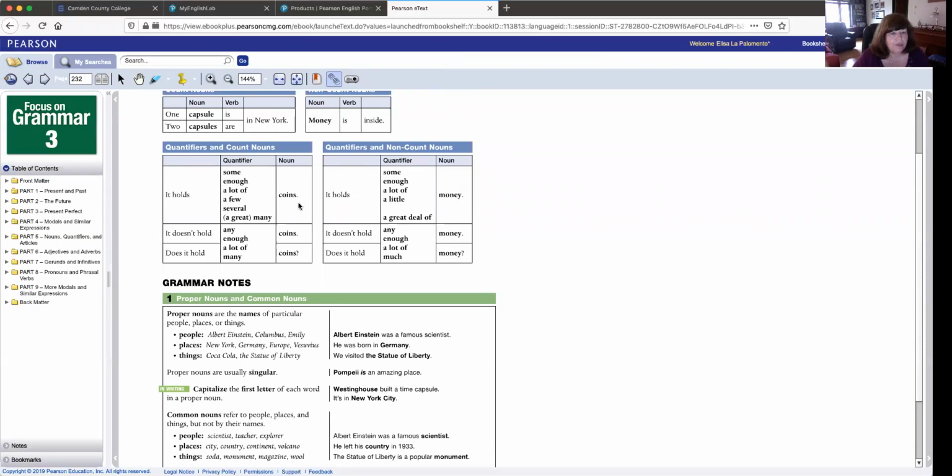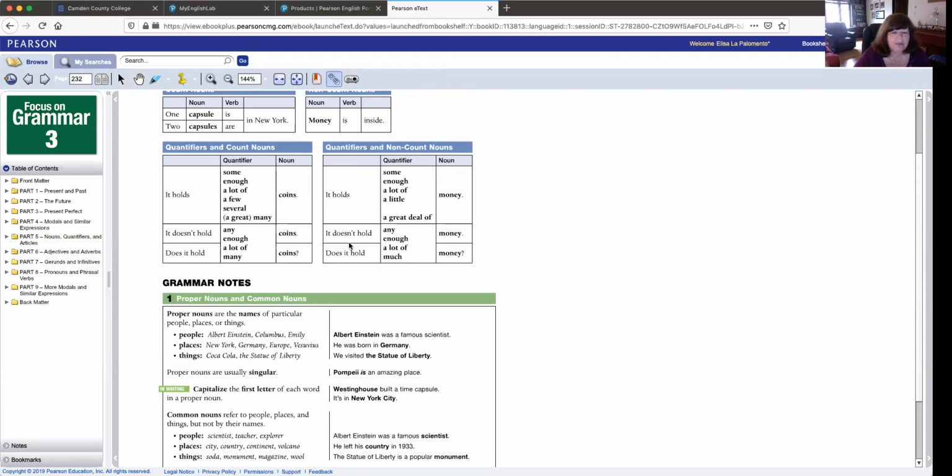Okay? With a count noun, we use few. So we use a few coins, for example, with a count noun. However, we use a little money with a non-count noun. And when we go down here to a great deal of, we can say a great deal of money with a non-count noun, but we cannot say a great many deal or a great much deal, okay? Only a great deal of money.